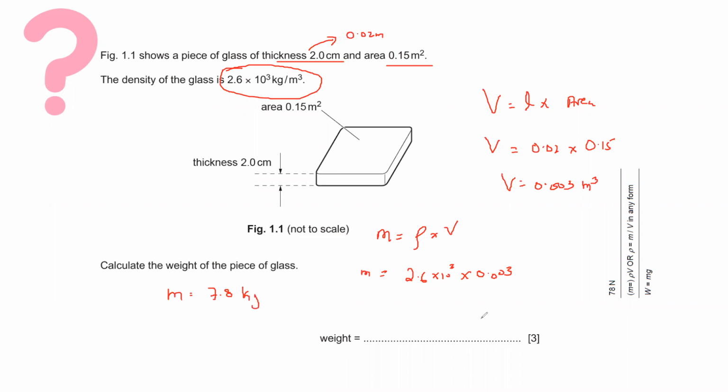But in the question, they're not asking for mass, they're asking for weight. So how do we get the weight? Yesterday we used a formula: weight is equal to mass multiplied by gravity, and on earth the gravity is 10. So 7.8 multiplied by 10, what will you get? You will get 78 newtons. Is it clear? First, the volume is length multiplied by width multiplied by height, or length into area. Because area is given in meter square, length should be in meter as well. If area is given in centimeter square, then length should be in centimeter. Is it clear to everyone, this question?